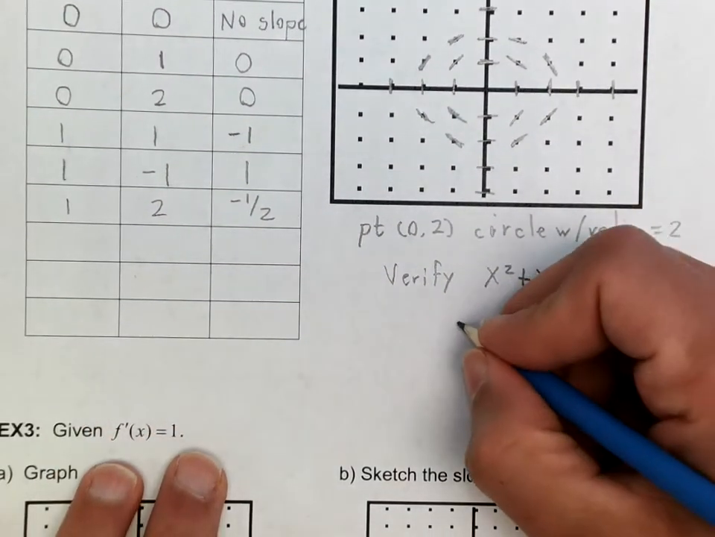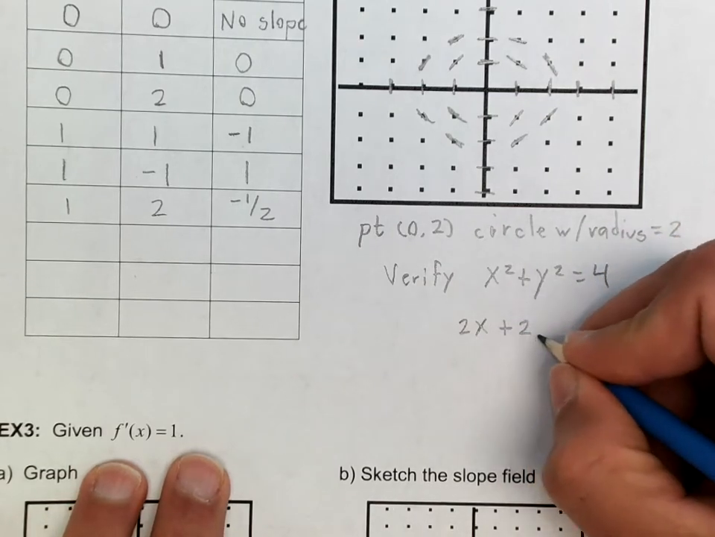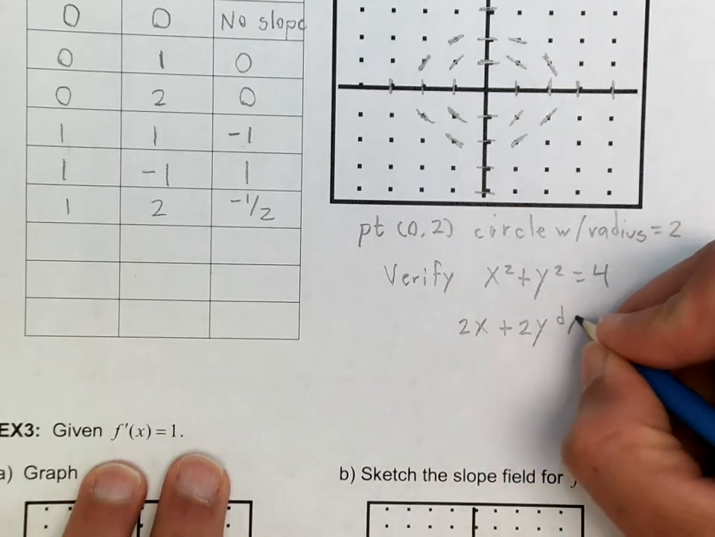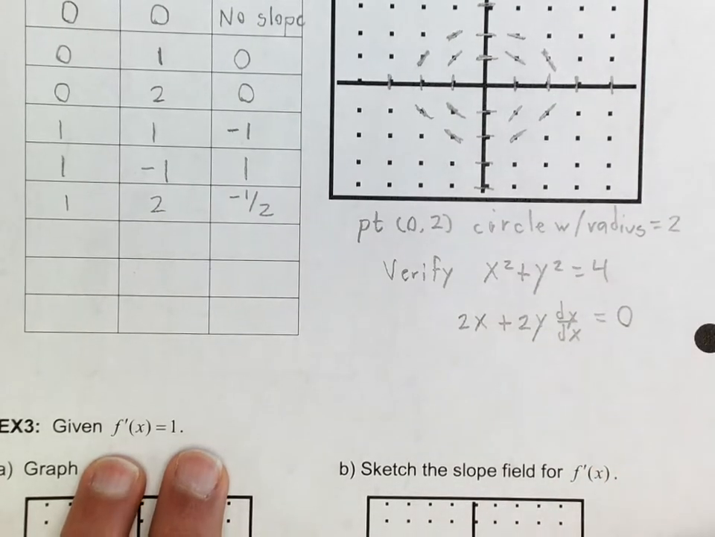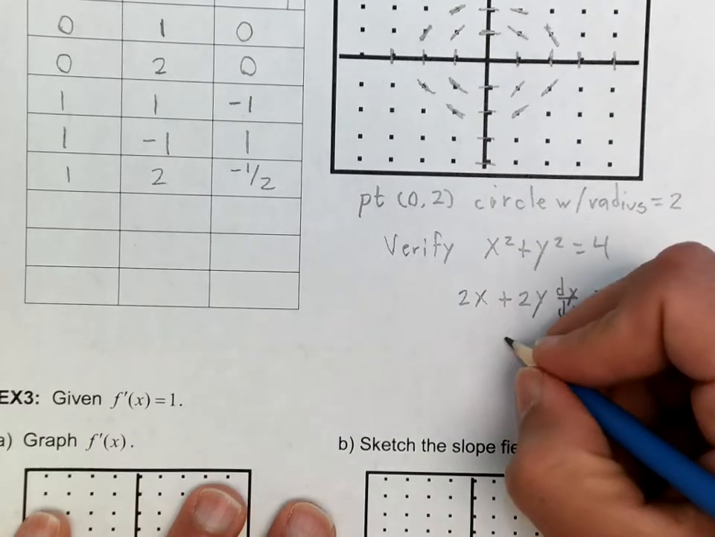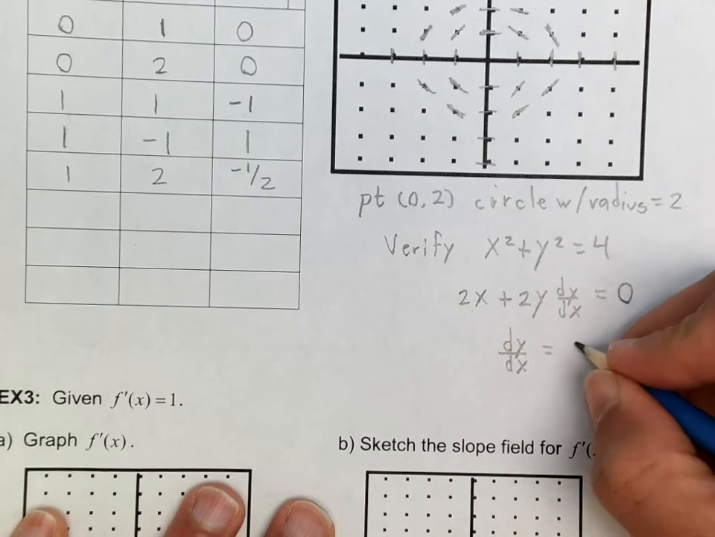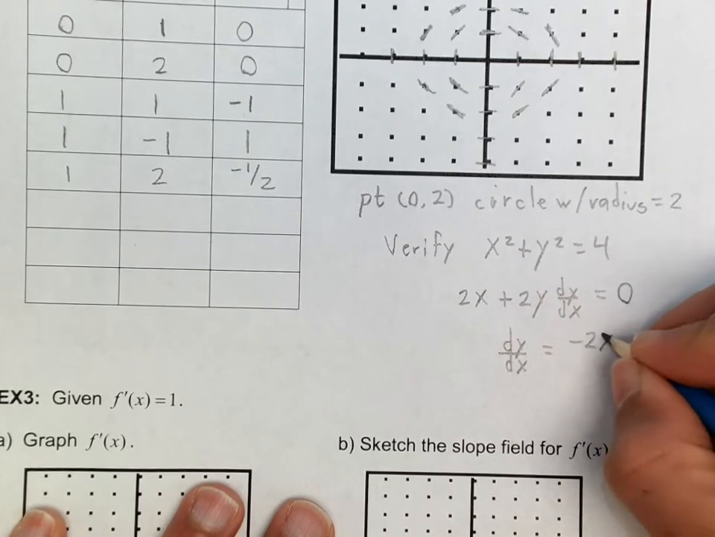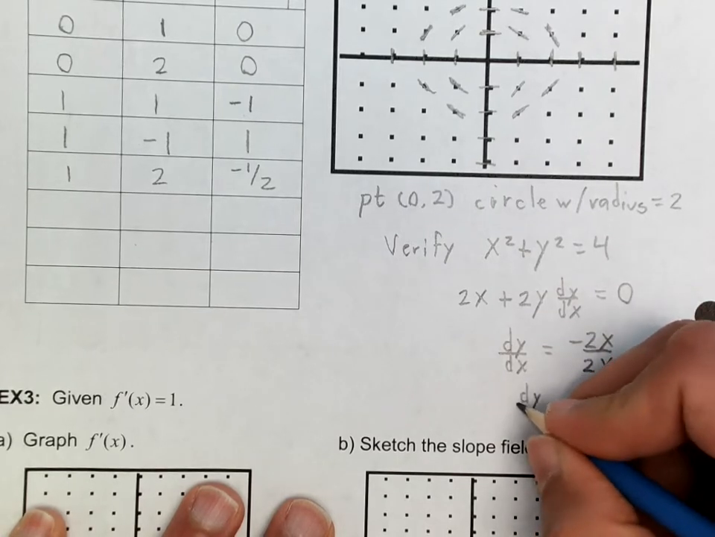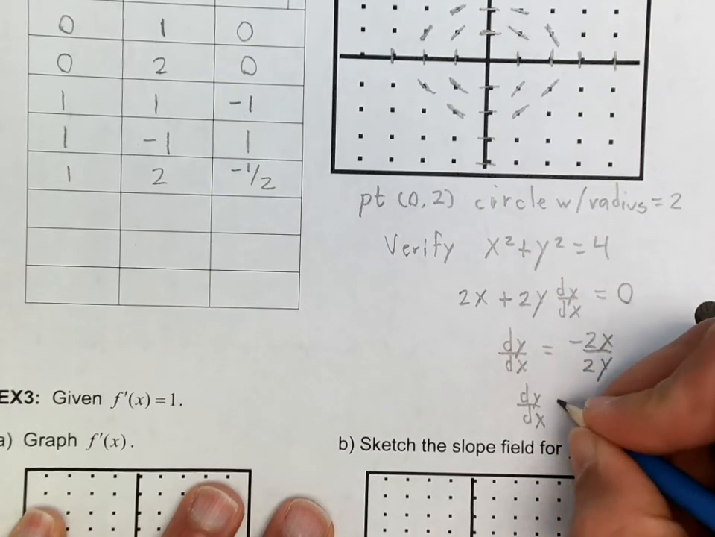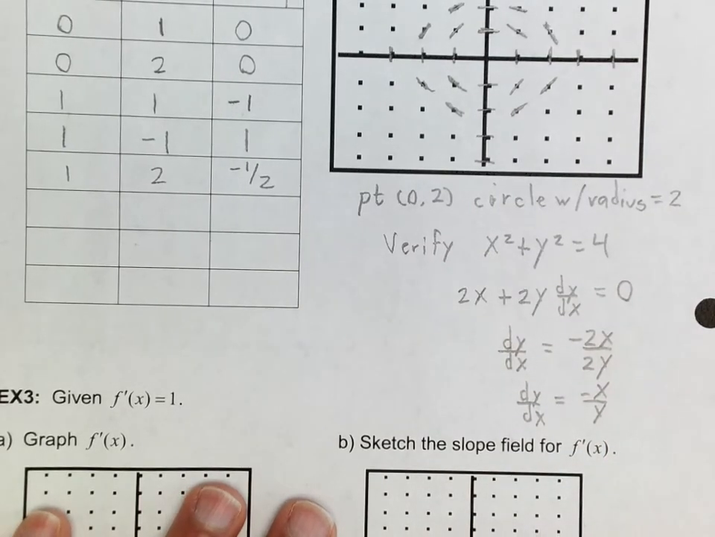So that would give me 2x. Notice that this is implicit differentiation here. The derivative of y squared is 2y dy/dx. The derivative of a constant is 0. And if you subtract the 2x and then divide by 2y, you would have that dy/dx is equal to negative x over y. And that's the answer. Okay, so we're good.